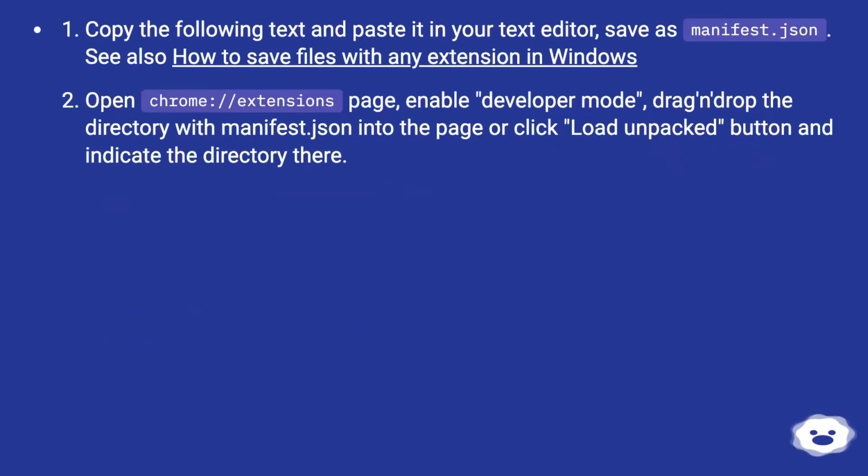Copy the following text and paste it in your text editor, save as manifest.json. See also how to save files with any extension in Windows. Open chrome://extensions page, enable developer mode. Drag and drop the directory with manifest.json into the page or click the Load Unpacked button and indicate the directory there.